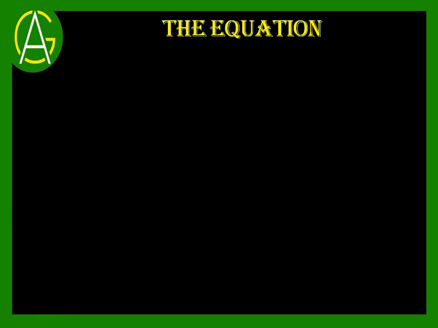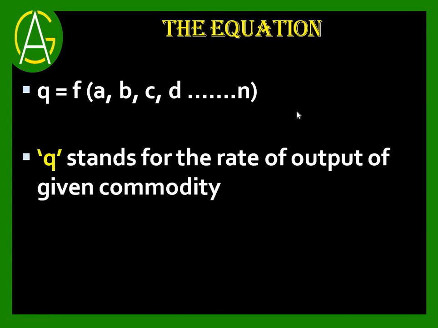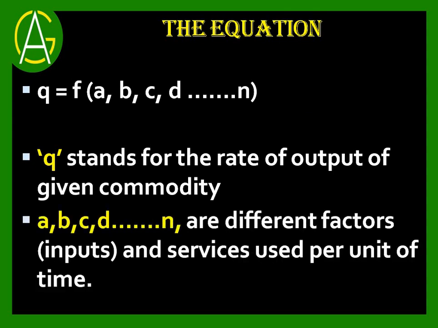Now through the equation, this production function can be described as Q = f(A, B, C, D, ..., N). Now these A, B, C, D, N, these all are inputs. On these inputs we make a function, that is a process, and as a result of this process we get quantity, that is output. So input, process and output, again this is known as production function. Q stands for quantity of output, and A, B, C, D up to N, they all are inputs required to make that output. So we can say that this is a functional relationship.